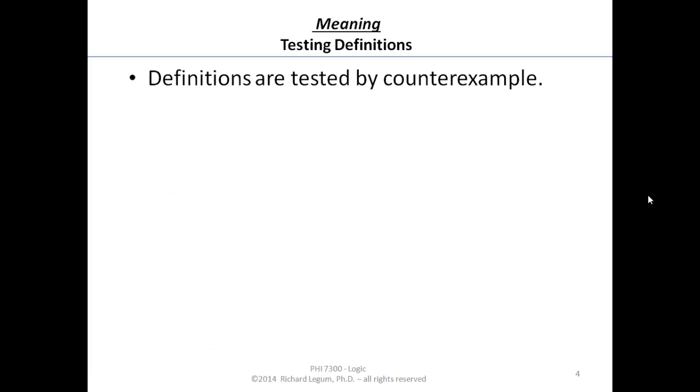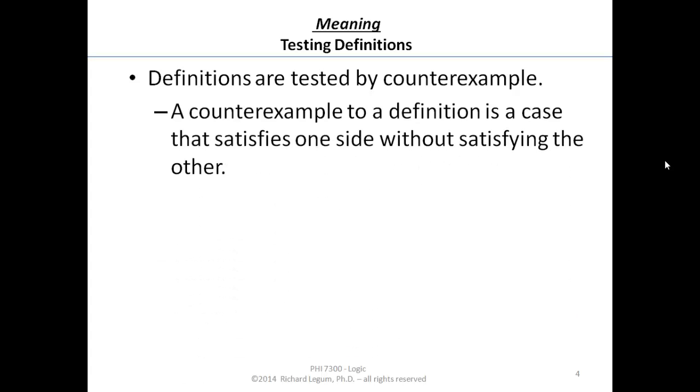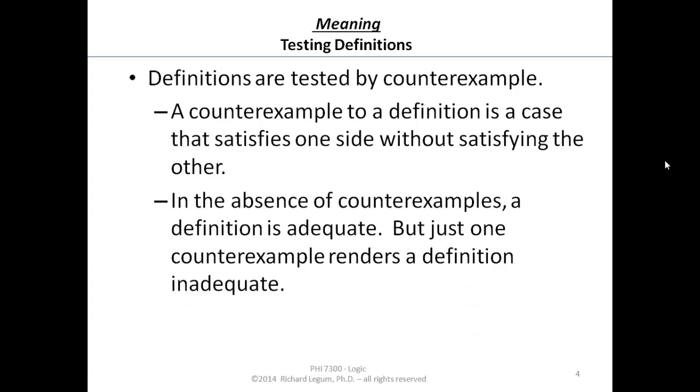Now we've seen how definitions can be bad, fail to capture the meanings. Now I'm going to give you a method for testing definitions. A definition is tested by counterexamples. What are counterexamples? A counterexample to a definition is a case, an example of something that satisfies one side without satisfying the other side.